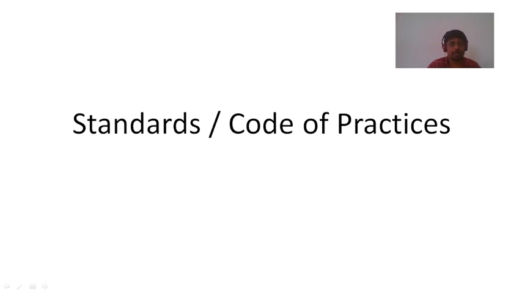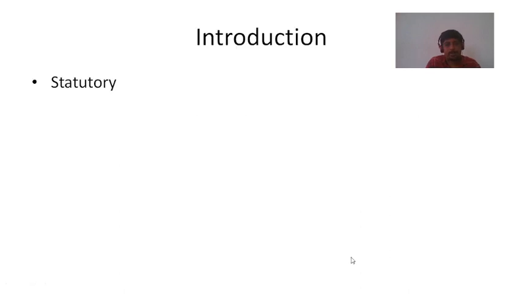So today we will be discussing the standards or codes of practice which are followed while you are establishing distribution systems. There are two types of standards available to us. One is statutory, the other one is advisory in nature. Statutory standards are standards which are backed by the law, and you are supposed to follow those standards exactly as they are described.